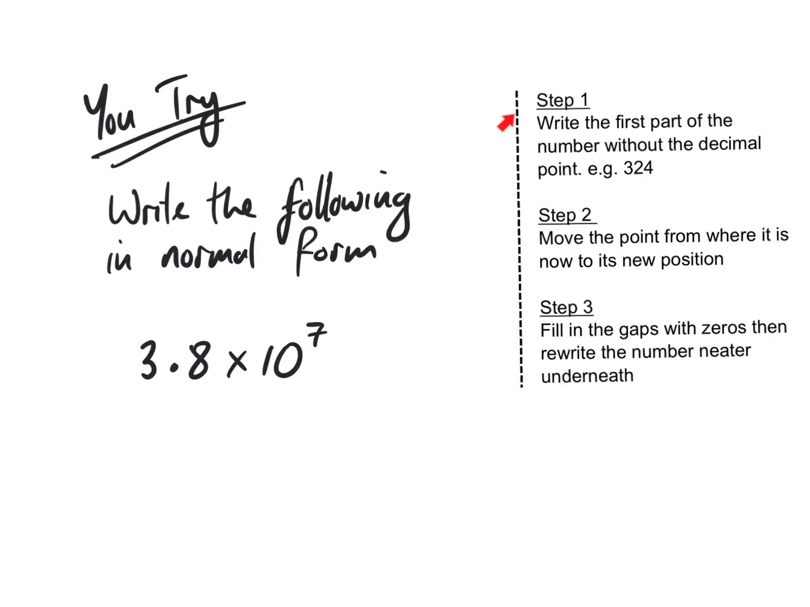So now I'm going to get you to try this yourself. What we've left here is the 3 steps you can follow, so you can look at them to help you. And we want you to take this 3.8 times 10 to the 7 and put it back into normal form. So pause the video here, try the question, and then press play when you're ready to go over it.